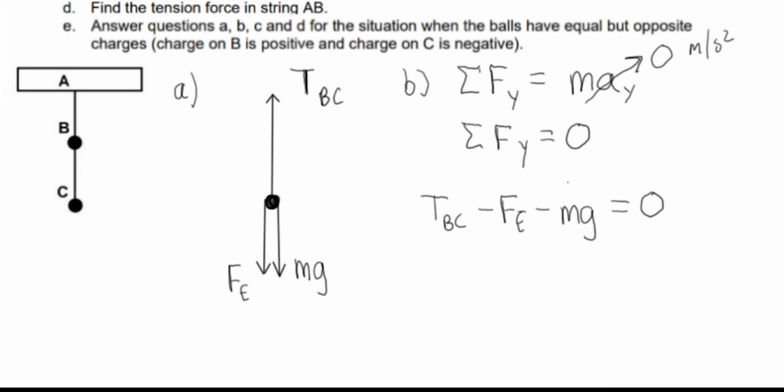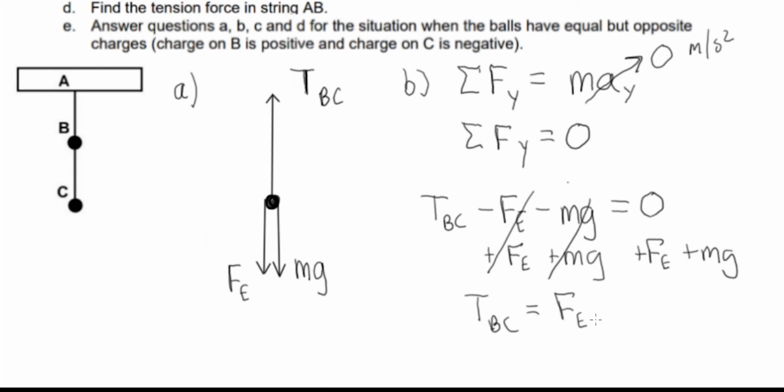Okay, this is our setup. This is the most important stuff here. Everything up until this point is really the stuff I'm worried about you understanding. The next part of this one is just simple algebra. Just find the tension force in string BC. To do so, all we're going to do is solve for TBC. We'll isolate TBC by adding Fe to both sides and adding mg to both sides. So TBC equals Fe plus mg.